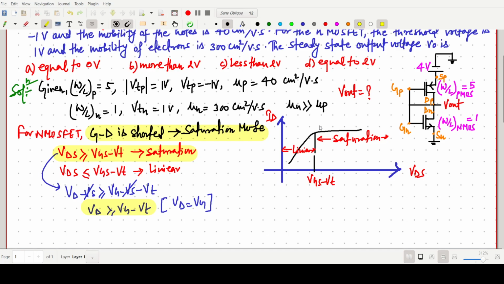in the saturation region. So most of the time you just think about the NMOS and we can easily think that okay, this one is in saturation region.